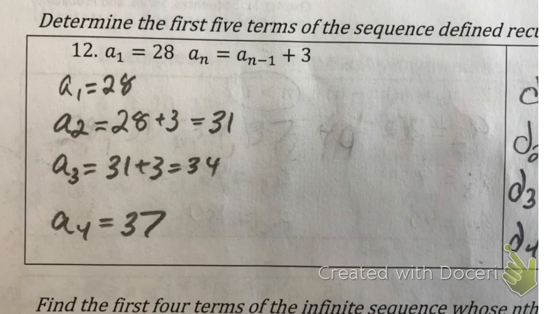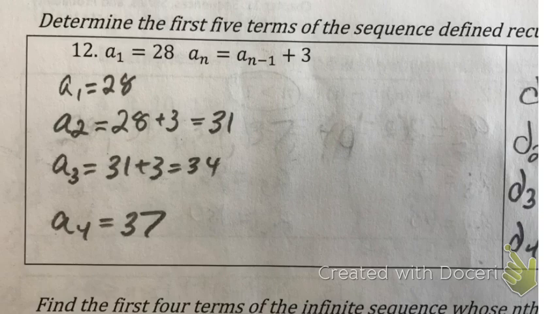And then it says a sub n, the term I want, equals a sub n minus 1 plus 3. Well, if the term I want is here, n minus 1 is the term right before it. If this was n minus 2, it would be 2 terms right before it, but this is just minus 1, so it's the term right before it. So all it's asking you to do is take the term right before it and add 3 to it. So that's what we did. We did 28 plus 3.